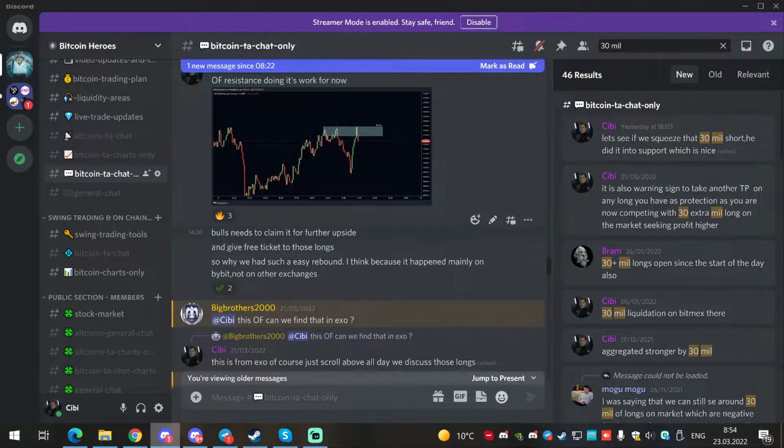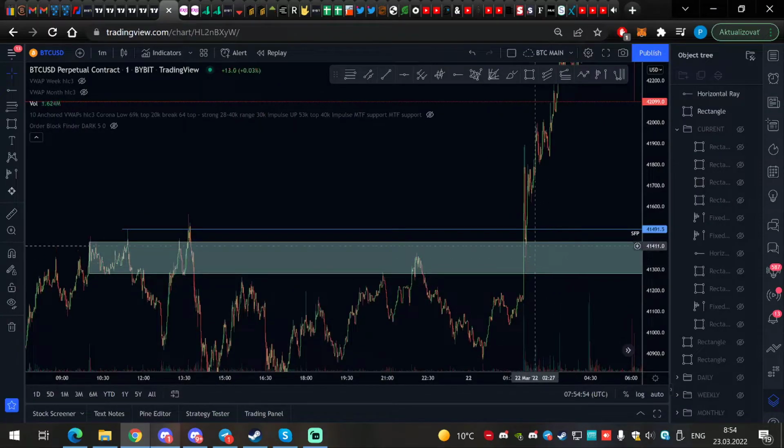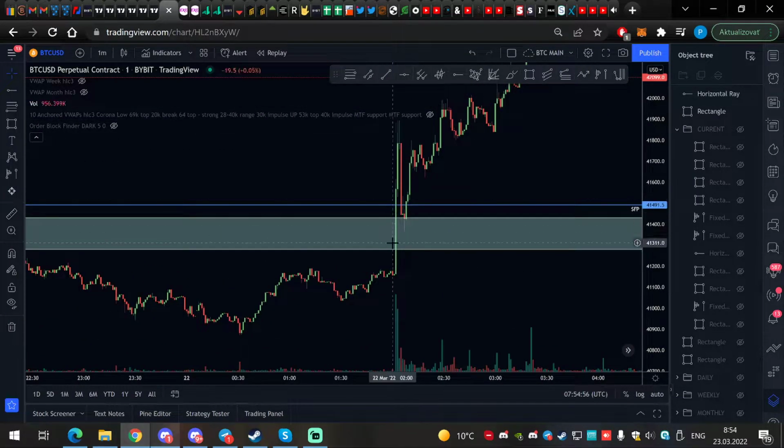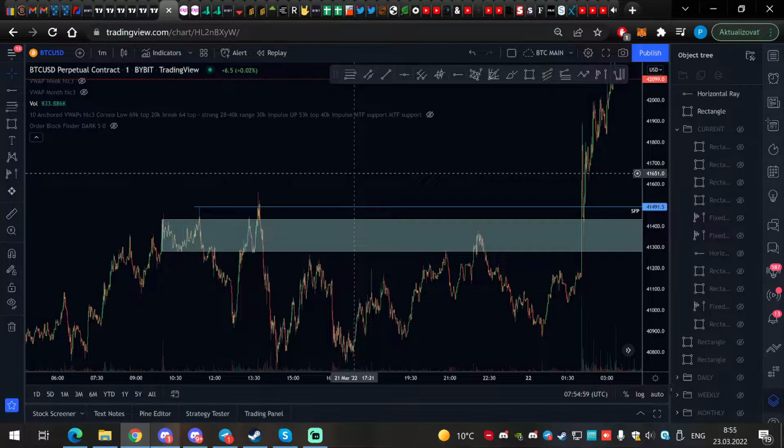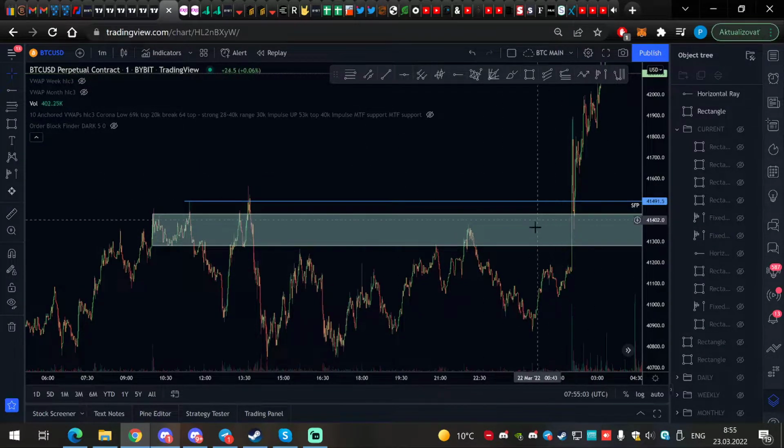Bulls need to claim it for the upside. Yes, so we claim it for the upside. You actually had, you know, even retested the zone, you bounced up. So all this I know from Exocharts and from psychology of the trading, and it can save you a lot of money if you know this information.